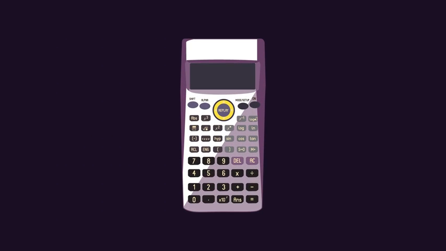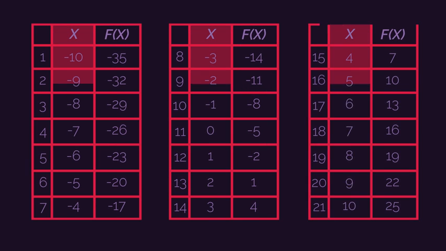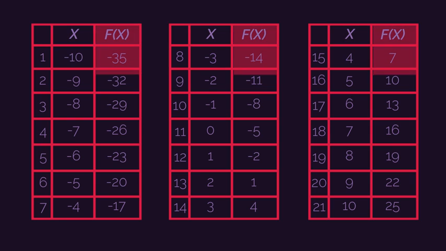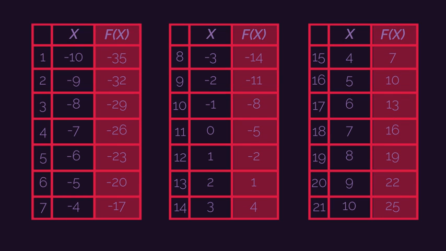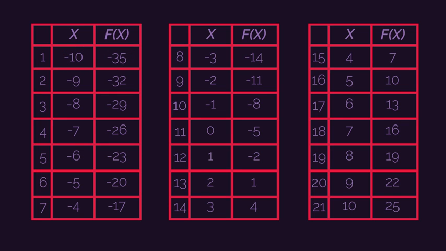So the calculator gives you a table that looks like this. X are the x values and f of x are the y values. So we have the coordinates -10, -35, -9, -32, -8, -29, and so on, all the way up to 10, 25. A great trick to know to save you time.